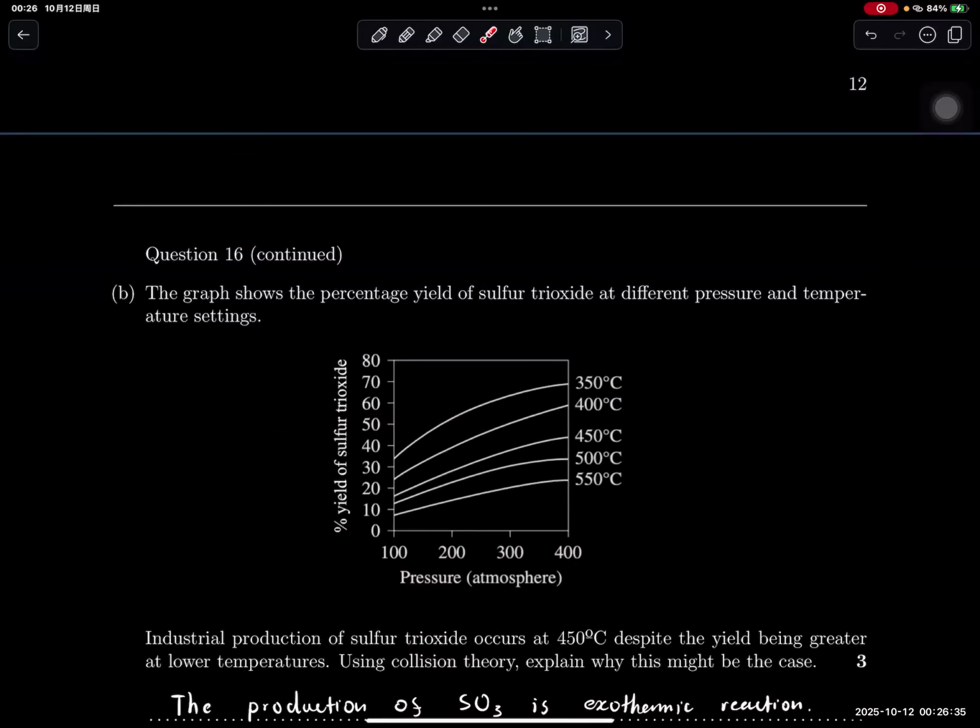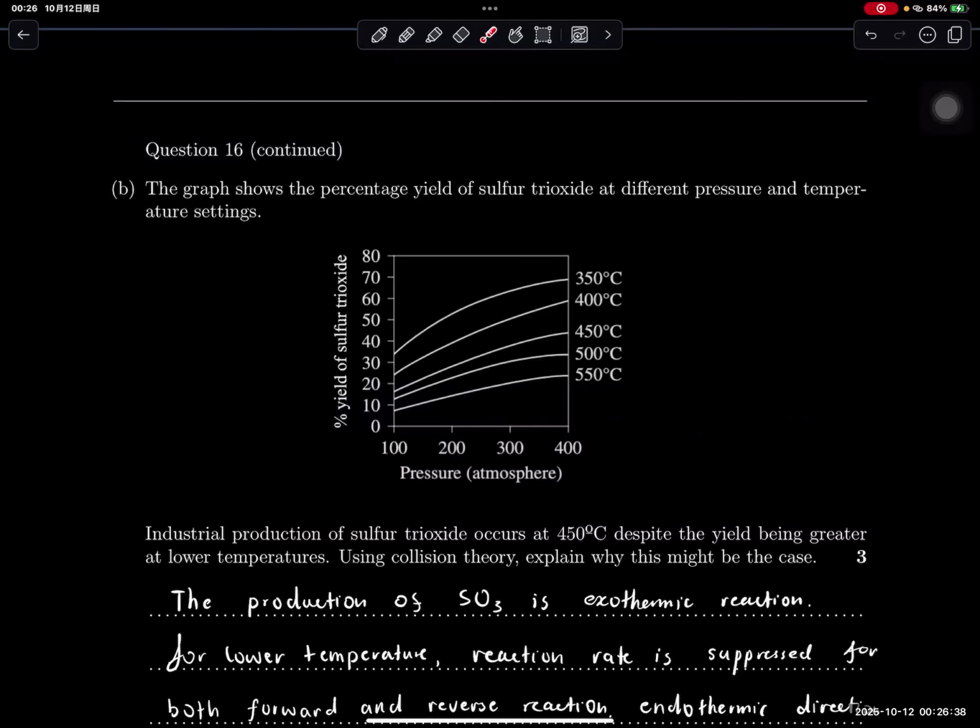The graph shows a pressure and temperature graph, with level curves of different temperatures. The x-axis is pressure and the y-axis is the yield. The aim is to get this as high as possible. The industrial production of sulfur trioxide occurs at 450, despite the yield being greater at lower temperature. See, this one has a larger yield at some given pressure, right? So why don't we just choose 350 instead of 450?